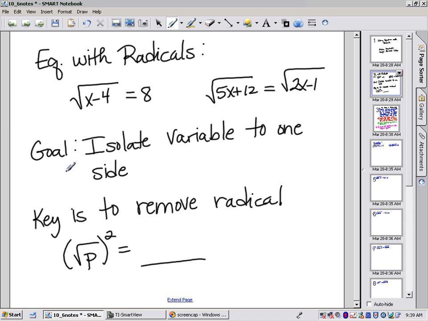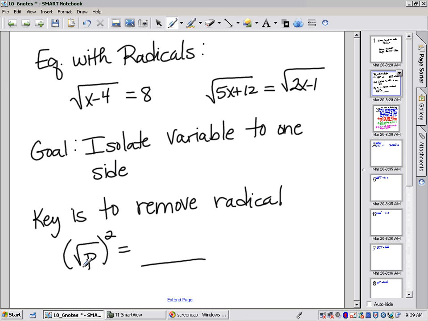Our goal in solving these equations is the same as any type of equation that we solve. We want to try to isolate the variable to one side of the equation to get x equals some number. Well, the thing you have to do here first is get the x outside of the radical. And so the key is to remove the radical.